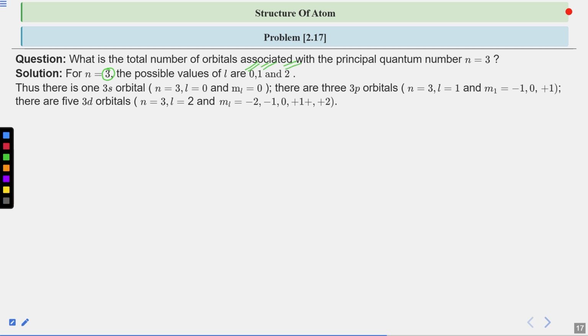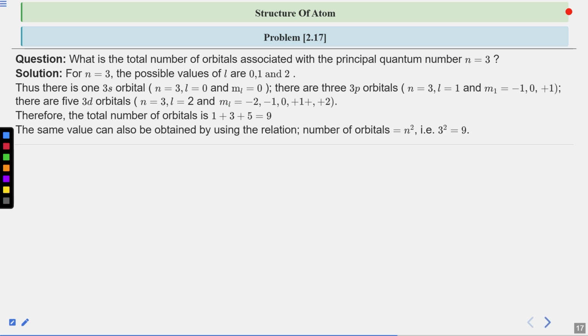That is simply the number of orientations, 2l plus 1. So for each value calculate the number of orbitals. 2l plus 1 for 0 will give you 1 orbital. 2l plus 1 for the subshell having the l value as 1 will give you 3 orbitals. Whereas 2l plus 1 for 2 will give you 5 orbitals. If you add all of those, you will get 9. But I have told you an easy formula earlier. What was that easy formula? Just simply take n square and that will give you the number of atomic orbitals without doing this much effort.